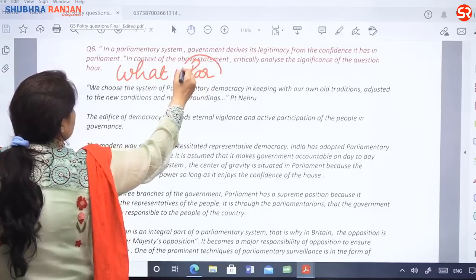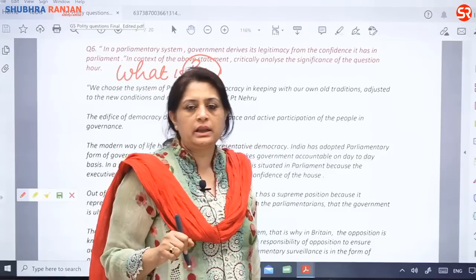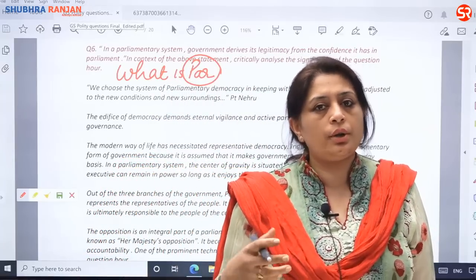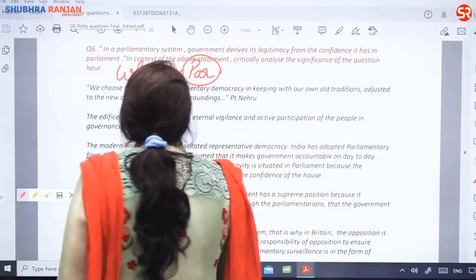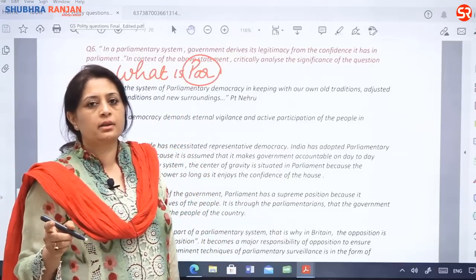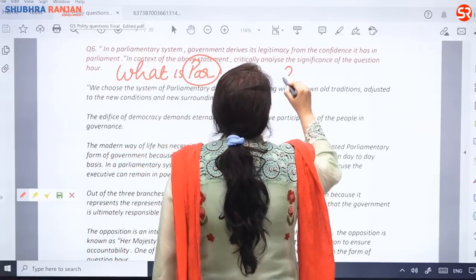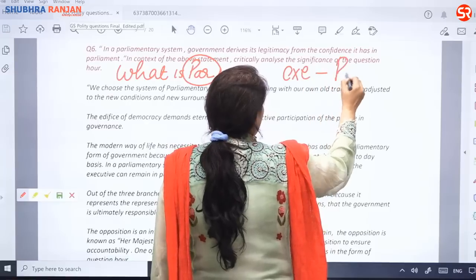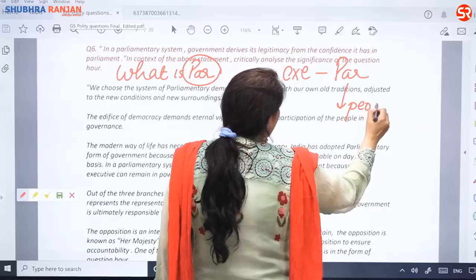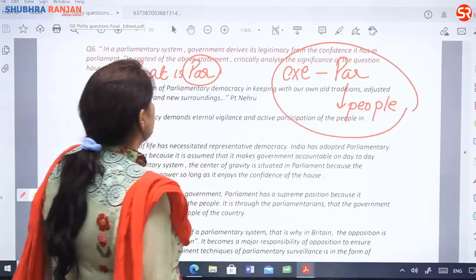So in a parliamentary system, the center of gravity of the government is in the parliament. Government is accountable to parliament, and can remain in power so long as it enjoys the confidence of the house. So the executive is accountable to parliament and parliamentarians are accountable to the people. So this is how the government draws its legitimacy.